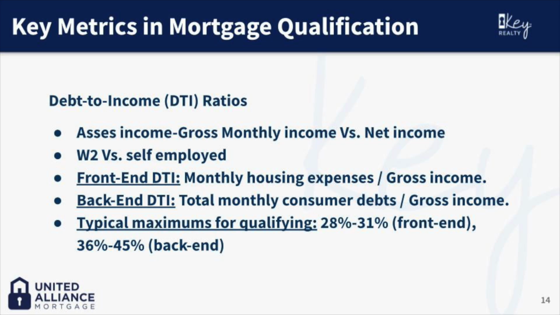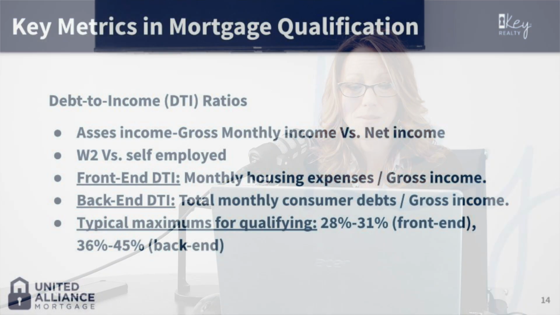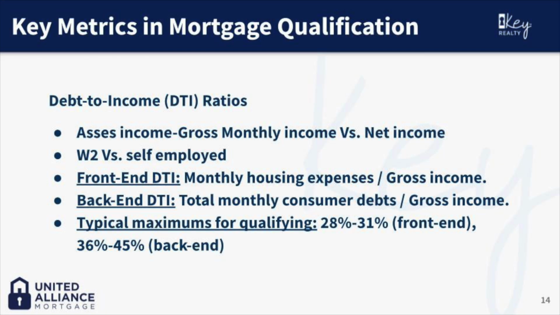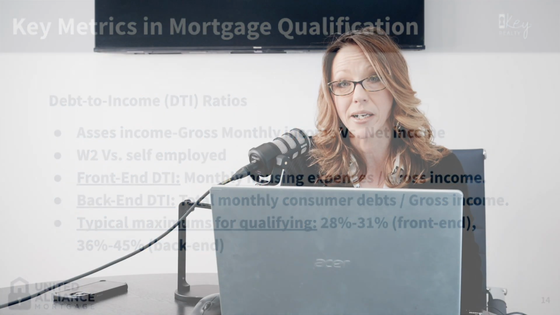Back-end ratio is the total monthly debt, which includes all consumer debt. So the borrower's housing payment, credit cards, auto loans, student loans, all of those debts combined divided by the gross monthly income provides us with the back-end ratio. Typical maximums for qualifying are 28 to 31% for the front-end ratio or the housing ratio, and 36 to 45% for the back-end ratio or the total consumer debt.